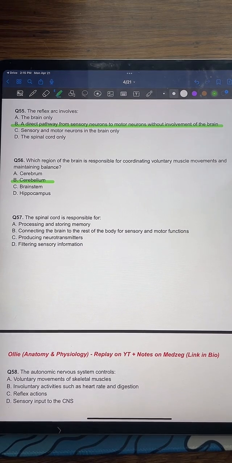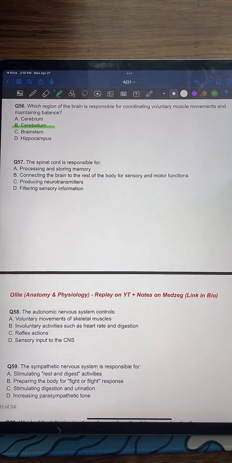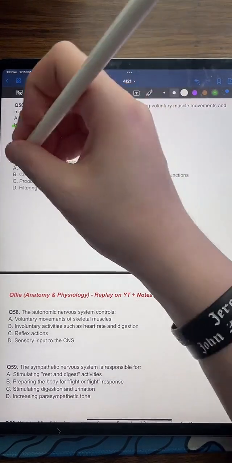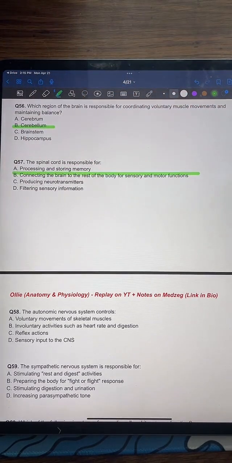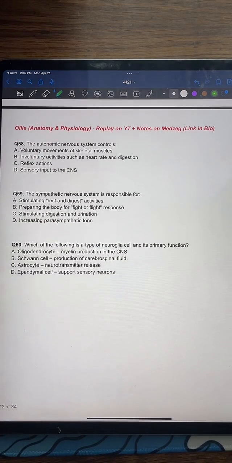57. The spinal cord is responsible for... Awesome. It is B. It is connecting the brain to the rest of the body for sensory and motor functions. Last couple questions here. 58. The autonomic nervous system controls.